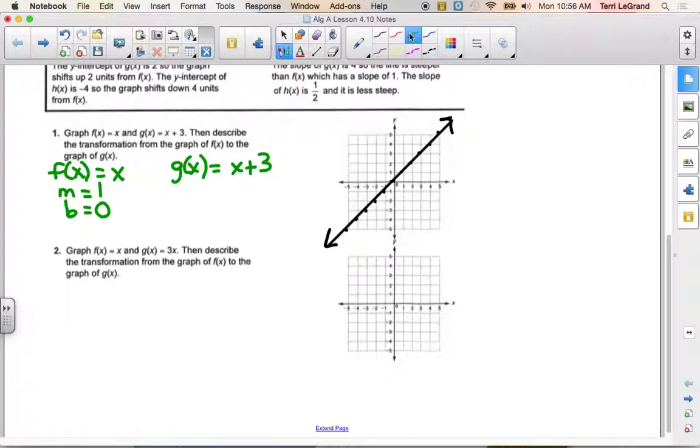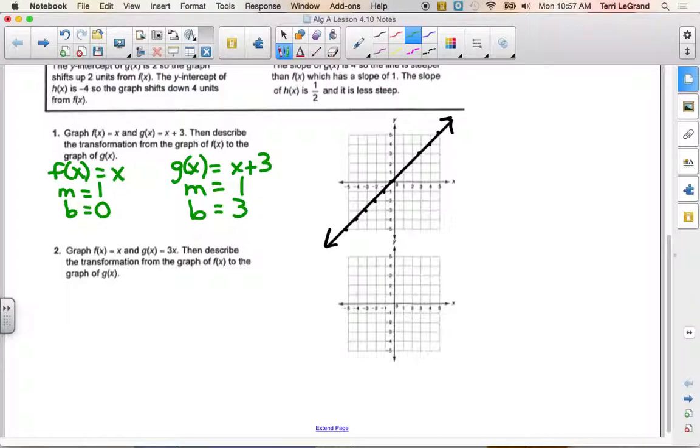Then let's go on to identify the slope and the y-intercept of g of x. What's the slope of g of x? 1. M equals 1. So the slope didn't change, did it? No. Okay. What's the y-intercept? 3. So the y-intercept did or did not change? It did change, didn't it?